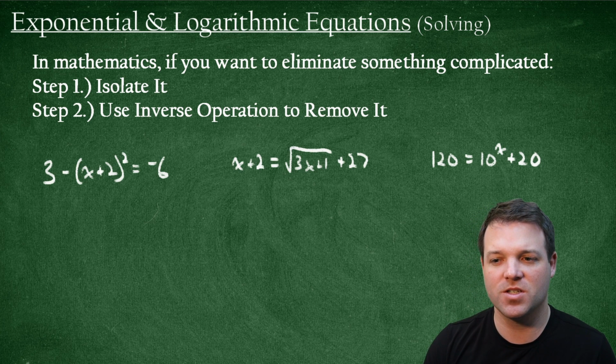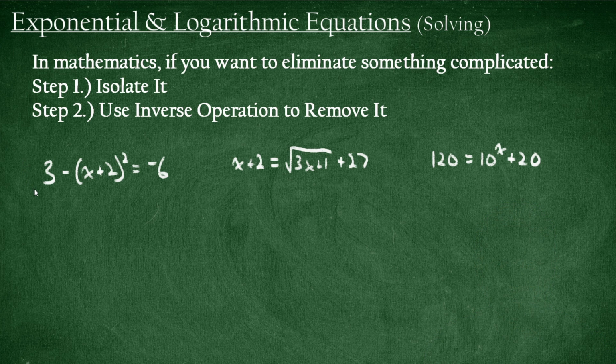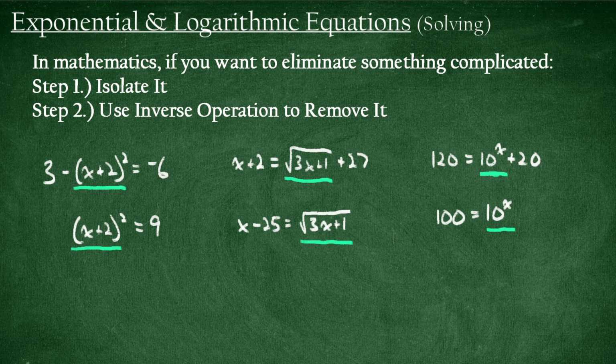So here are three examples of just random equations. If we identify the complicated operations, this first one has a binomial squared, the second one's got a radical in it, and the third one actually has an exponential in it, which is part of what we're going to deal with today. But ultimately, these are the complicated operations here, and so what we want to do is isolate these. So we will get them onto one side.